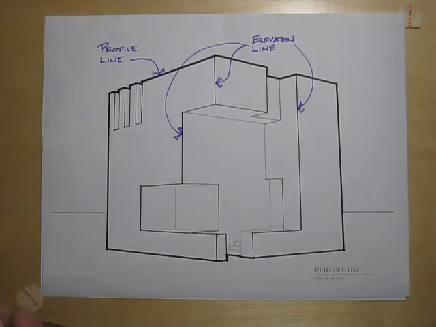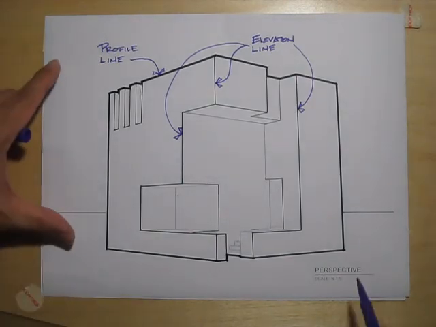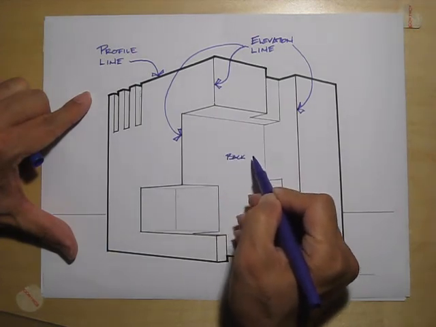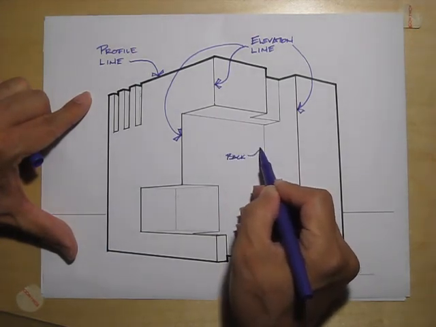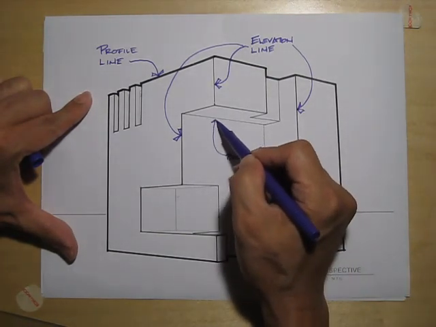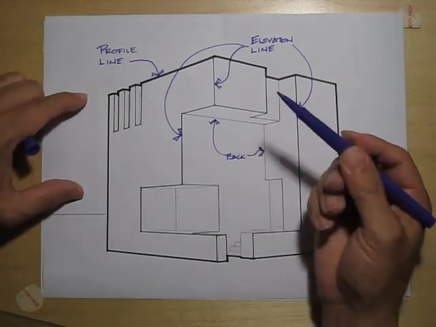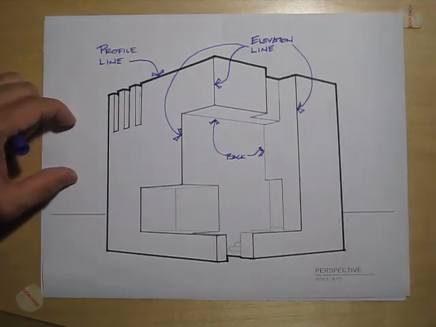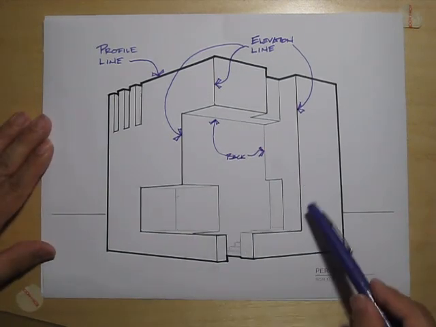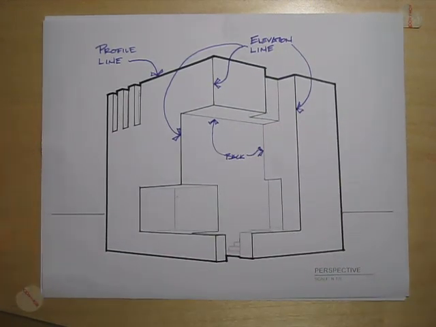Okay, and then we have, let's just call it the back line. So back line is these guys. Back line. Whatever is not the surface or the profile is the back line. Okay, and there you have it. This is how we would apply line weights to make your perspective or your isometrics pop up.